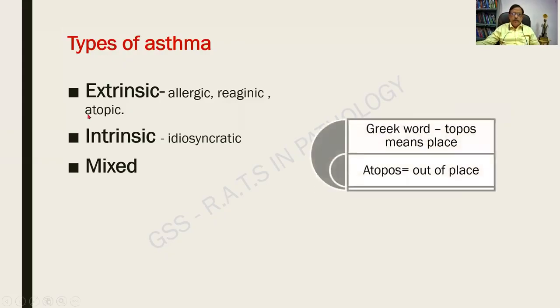And I mentioned the word atopic over here. It comes from the Greek word topos, which means place. And atopos means it is out of place. So atopic is a reaction that is out of place. Hence the name.